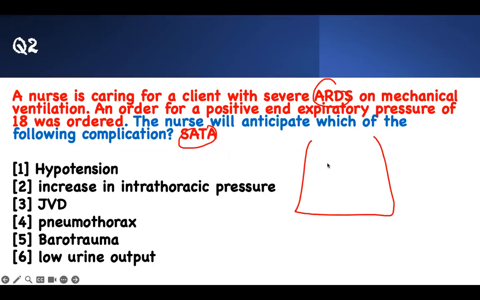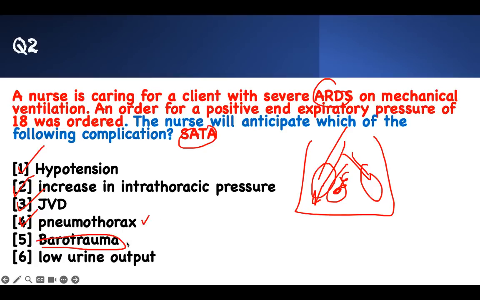I'll draw it and show you your lung right here and your heart. When we put in too much pressure here, this heart will squeeze. That will affect cardiac output, so hypotension. There will be too much pressure in the thoracic system, and the heart is squeezed, blood will pool up. You get a JVD. You can get barotrauma from the PEEP, pneumothorax, which is the same as barotrauma. I intentionally put pneumothorax and barotrauma, which is the same. And if the cardiac output decreases, you have low urine output. Everything is right over there.